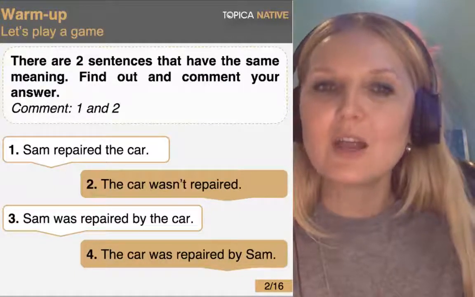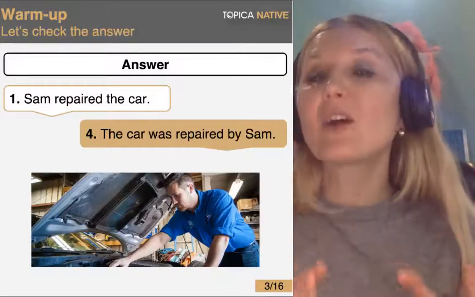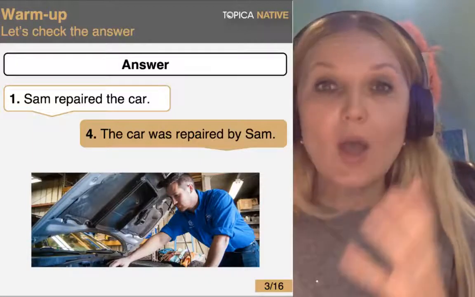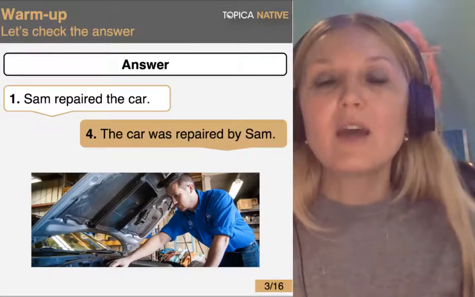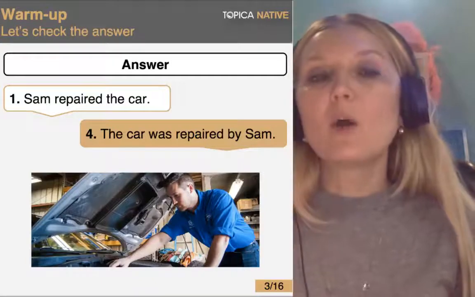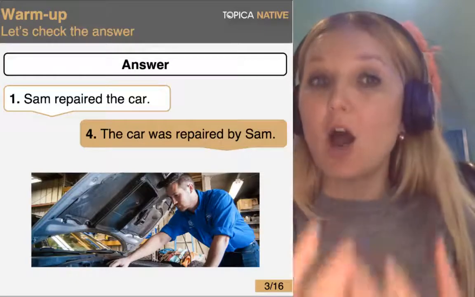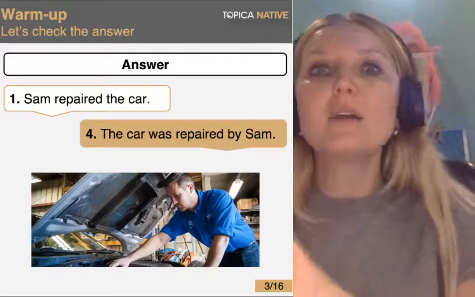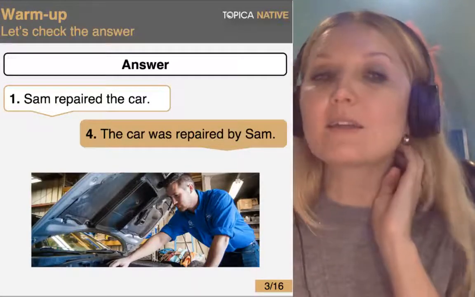Very good. So let's look at the answers. Sam repaired the car, and the car was repaired by Sam. Excellent, you did a good job. So it's a pair, the sentences are the same. Their structure is different, but the meaning is the same. Here is Sam, a person, he repaired the car. And in number 4, we convert active form into passive form. And now the car was repaired by Sam. So by object.